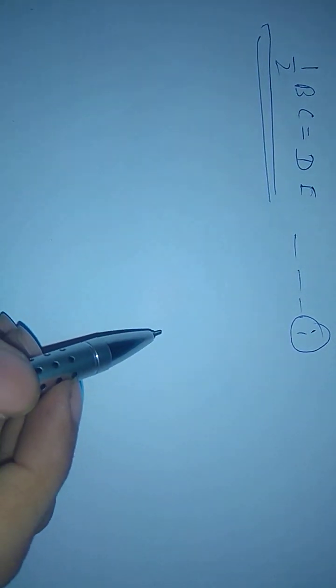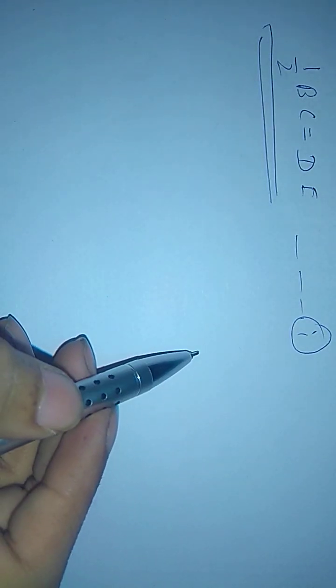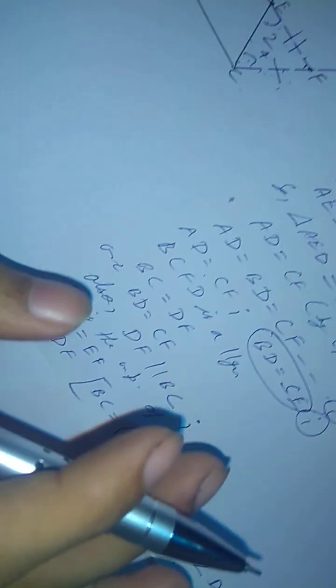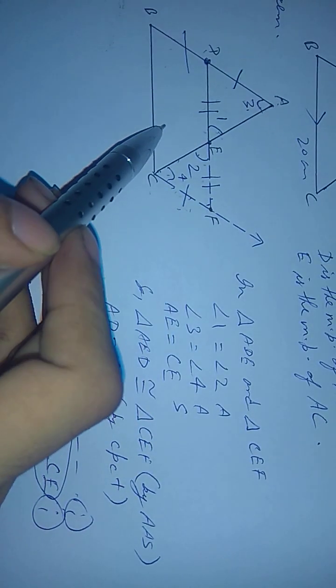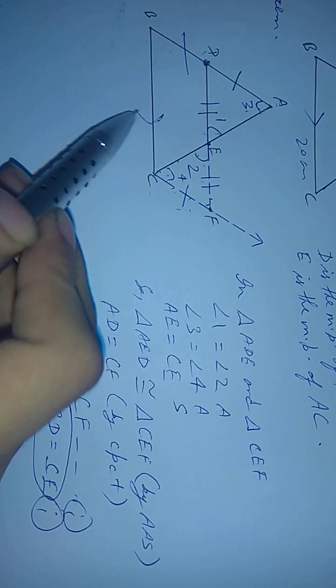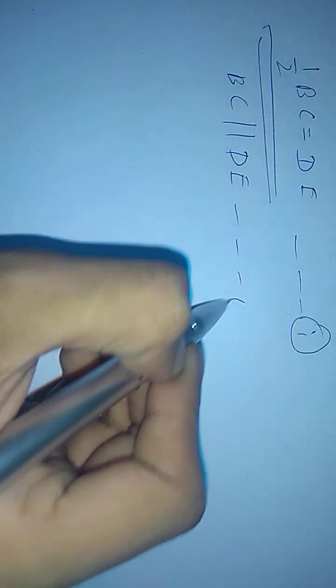Now the second point, which is BC is parallel to DE, we can easily prove, because in this figure you can see here that both these are parallel, because we have proved that BCFD is a parallelogram. So it's already proved that BC is parallel to DE. Here we have proved our second point and our theorem is proved.